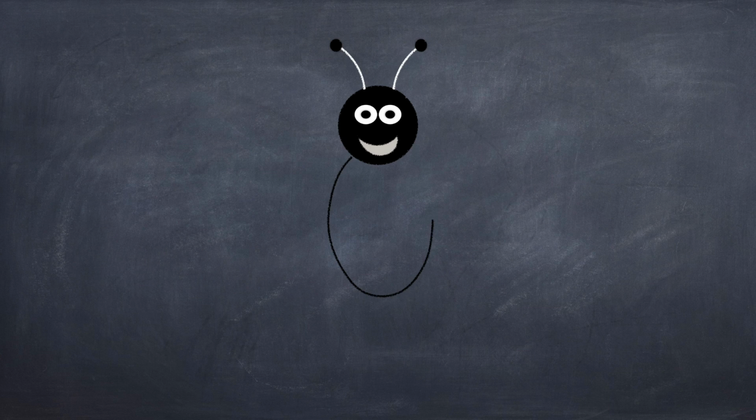Down, around, and up, back to his head. There we go. I kind of made mine a little bit longer than a circle, so it's like an oval. I'm going to color in my bumblebee's body yellow.